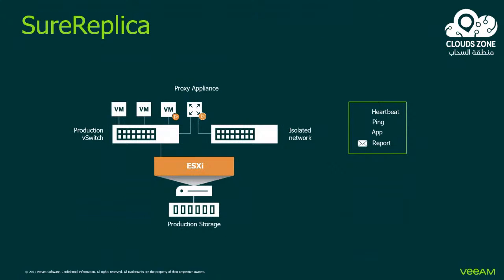SureReplica is similar to what we discussed before about SureBackup. So we power on the virtual machine from a specific restore point in an isolated network on your DR side to perform a health check on it. So we do a full health check on it to make sure that if you fail over to that virtual machine, you can go up in production safely.